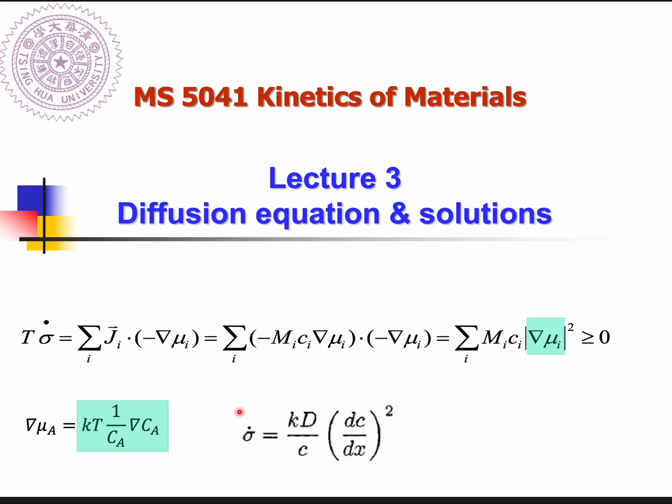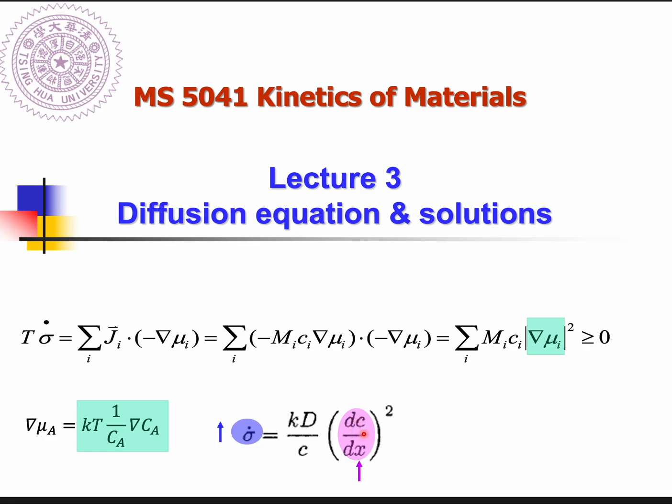After arrangement, you will get the entropy production rate per volume expressed as k times diffusivity divided by concentration, times the concentration gradient squared. Based on this relationship, if you increase the concentration gradient, then the entropy production rate per volume will increase. Additionally, in order to estimate the entropy production rate, we need to know the concentration profile as a function of time and location.